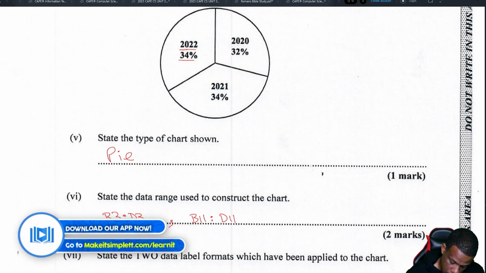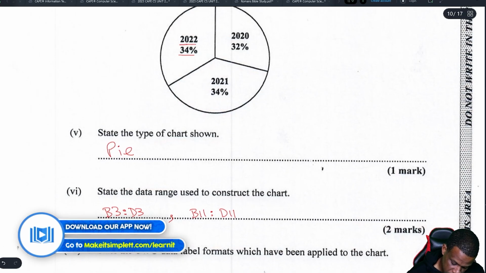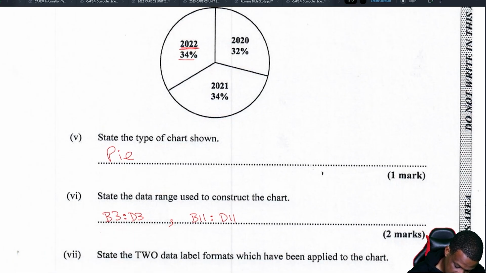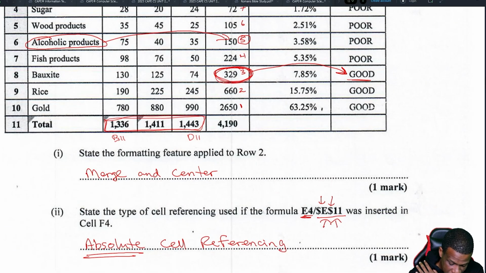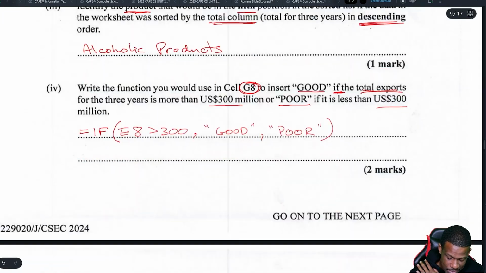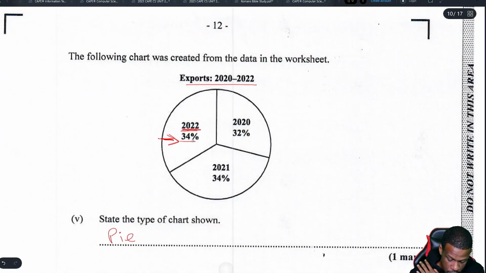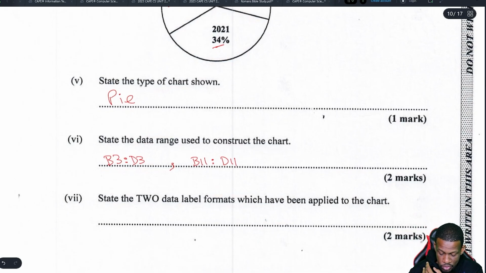Yep. B3 to D3 will give it a year, and B11 to D11 will give it a percentage. But it's not going to be the same as the table because the table has actual numbers. The good thing about the chart is that it is able to take these numbers and summarize them into percentages for you. So don't get caught on that. I could see a lot of children getting caught on that question. Yeah, I can see it.